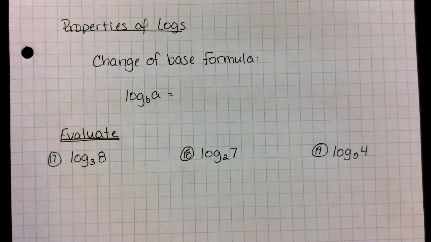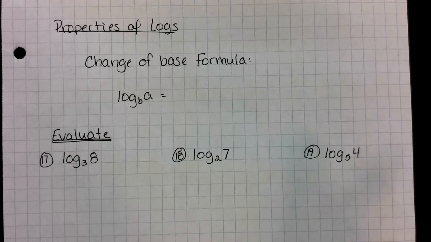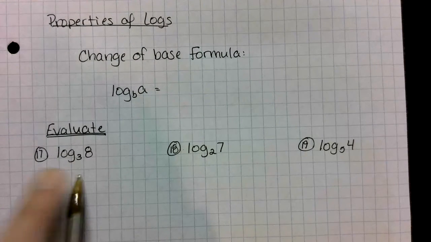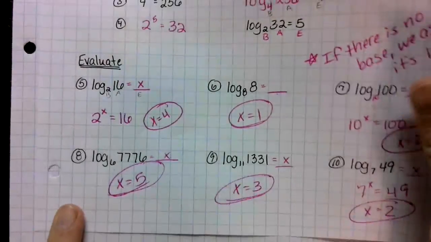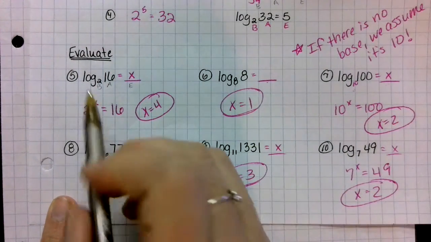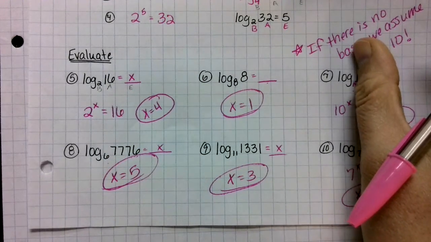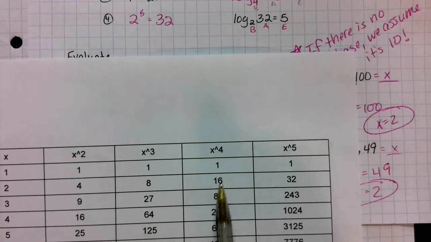So now I've got one last property, and it's called the change of base formula. In the change of base formula, I want to show you why we use it, because if you look down here at number 17, we're being asked to evaluate. That is very, very similar to some of the ones you were being asked to evaluate on the first video. You knew that 2 to the power of 4 is 16, and if you didn't know it, then you could find it on your chart very easily.